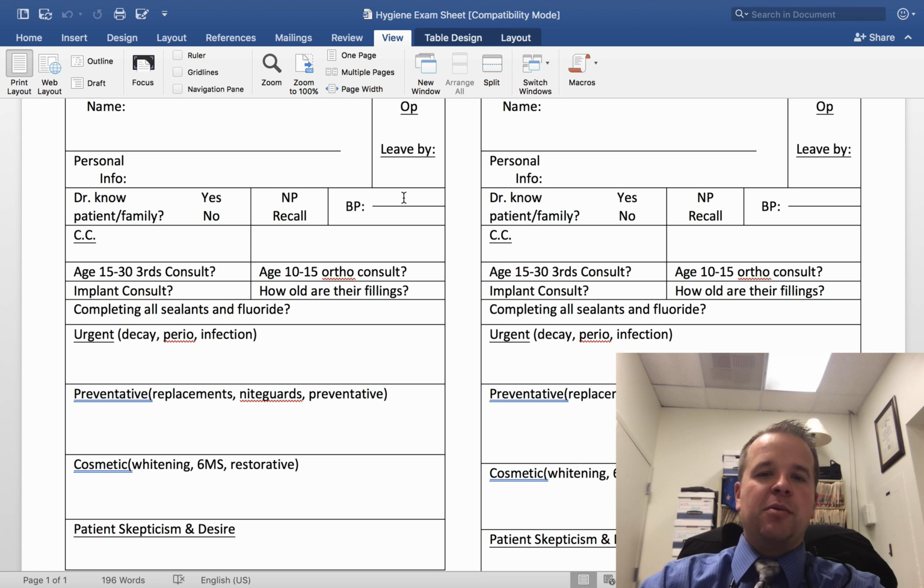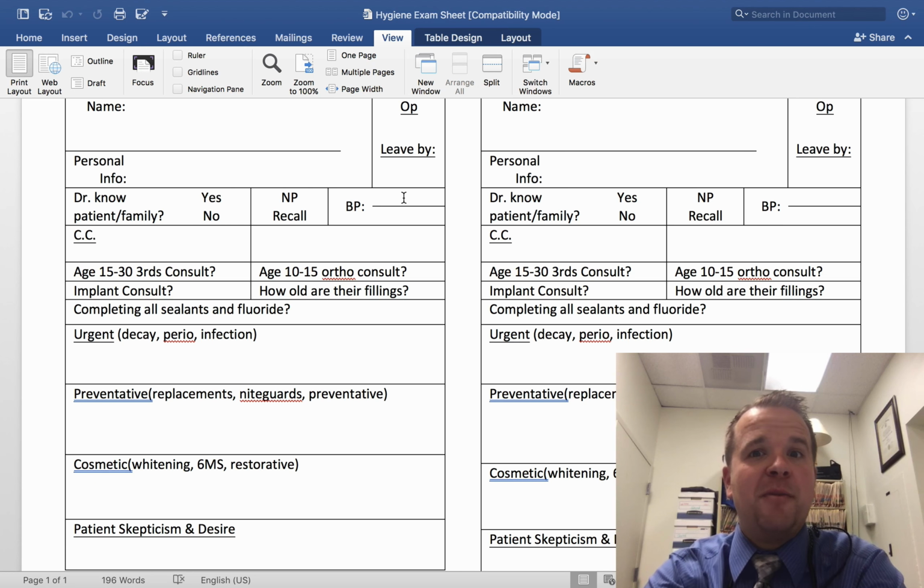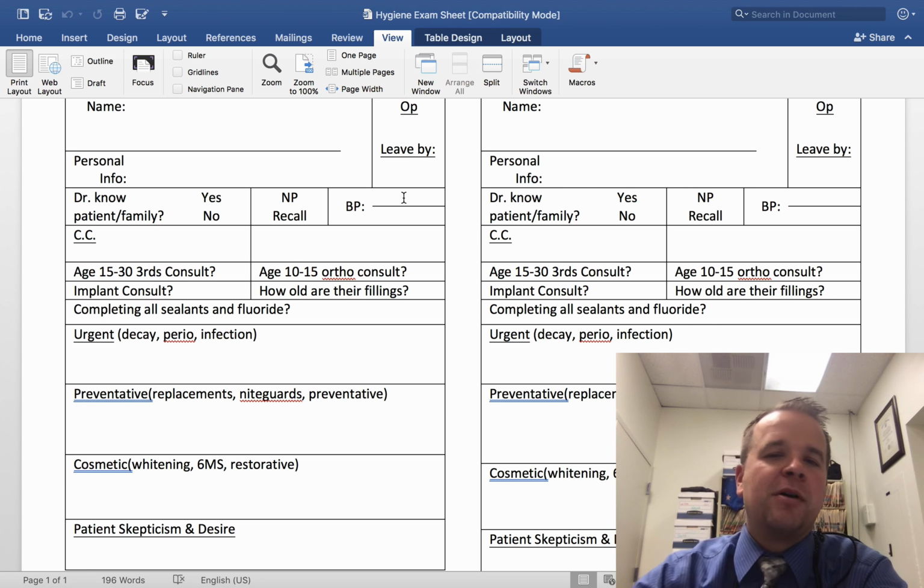And this is a spot where we'll enter in the blood pressure of the patient for that day. That way, if it's high, then we can mention to the patient, hey, it's kind of high blood pressure. Maybe a physician would be good to see, et cetera, et cetera. So this is a great place for that to be.